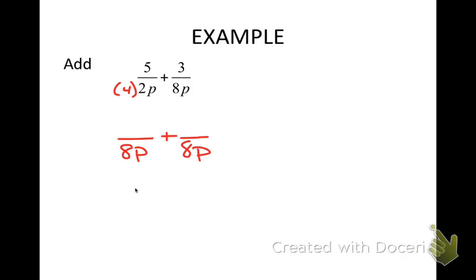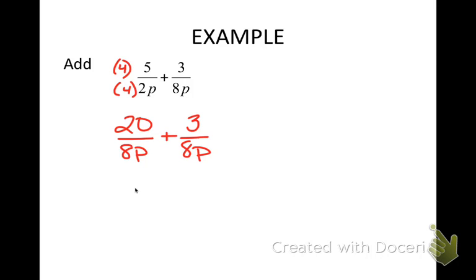Is the numerator going to change on the second fraction? No, that's going to stay a 3. Is the numerator going to change on the first fraction? Yes, because to keep it balanced so that I don't completely change the problem, what I do to the denominator I must also do to the numerator. So that goes to 20 over 8p.